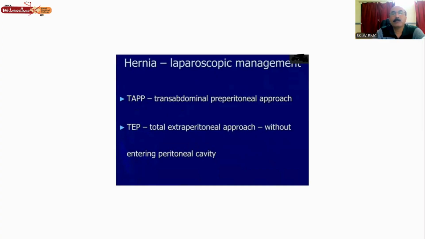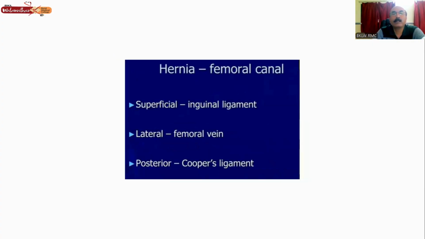Now, what are the types of laparoscopic hernia repairs? They are TAPP, that is transabdominal preperitoneal approach, and TEP, a totally extraperitoneal approach without entering the peritoneal cavity. Now, up till now, we have discussed what the inguinal hernia is, how to diagnose it, how the clinical diagnosis is made, and how we manage inguinal hernias.